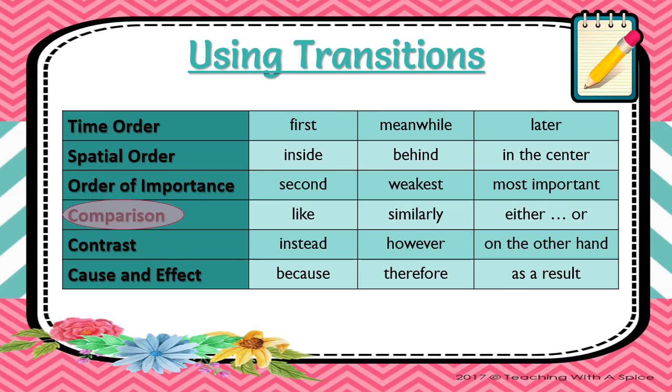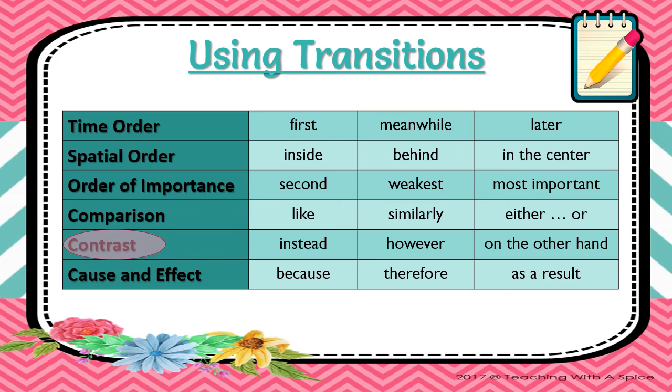We also have transitions showing comparison. So you're comparing two or more things. We use the word like for that to show when things are alike. We use similarly, again, to show that things are alike. And we can use either or to compare: something is like this, or it's like this, or you can go with this option, or you can go with this option. That's either or. You can use in contrast. You could say dissimilarly, unlike, neither. All of those things would be comparison transitions.